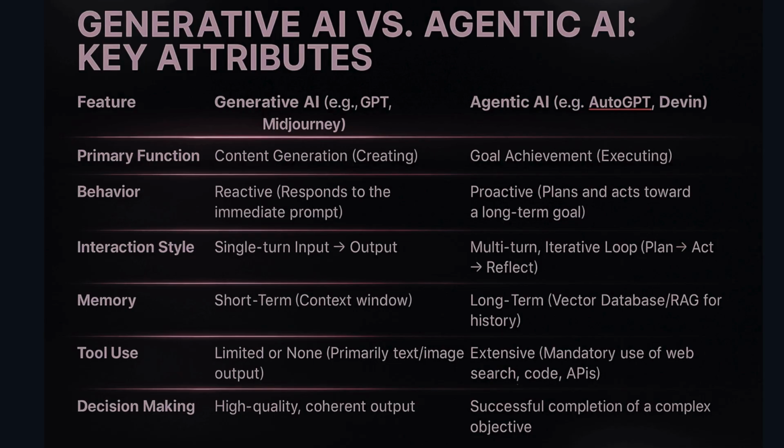In contrast, Agentic AI is an execution engine, a digital worker designed to achieve complex multi-step objectives. It operates proactively and iteratively, meaning it does not just respond, it acts, reflects, and adapts until the goal is met. This makes it suitable for tasks that require planning, decision making, and interaction with external tools or environments.